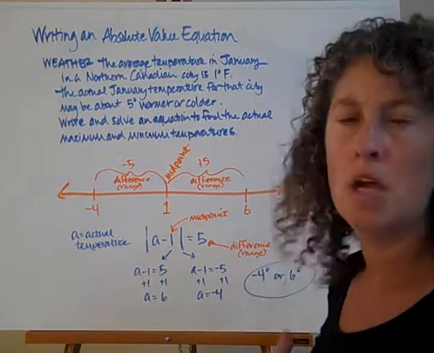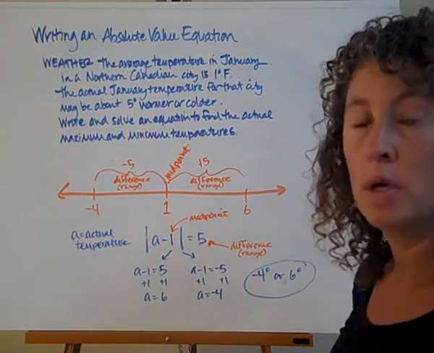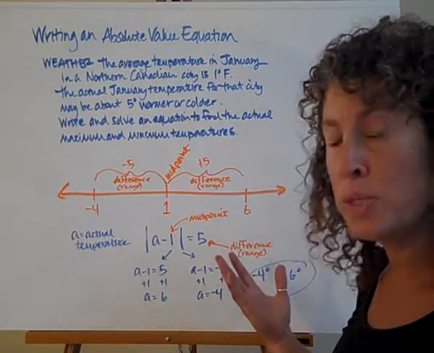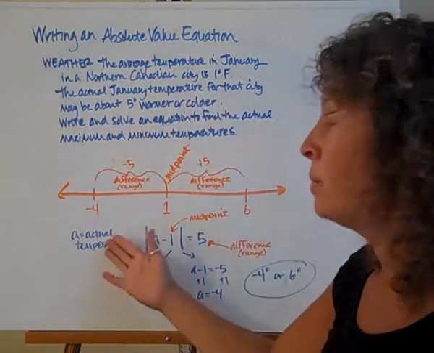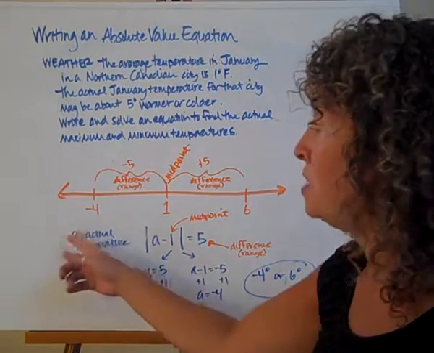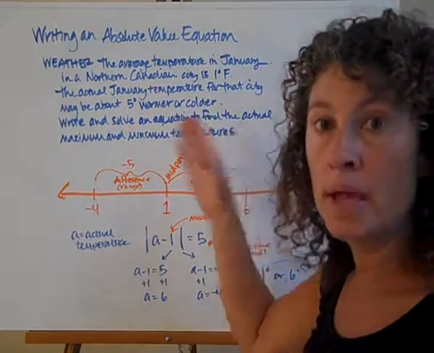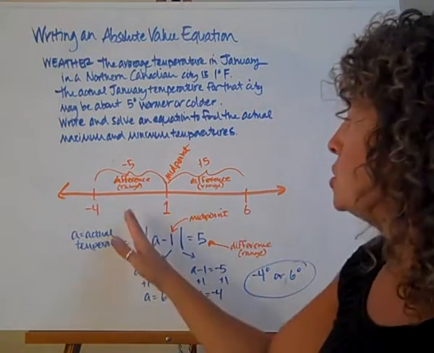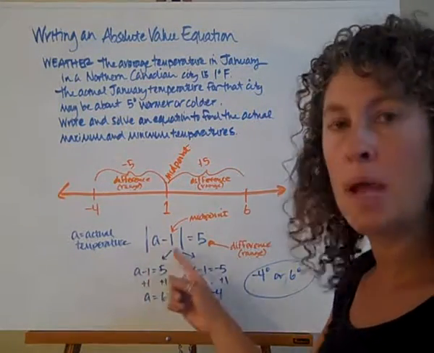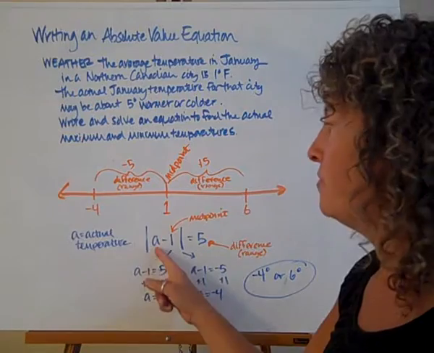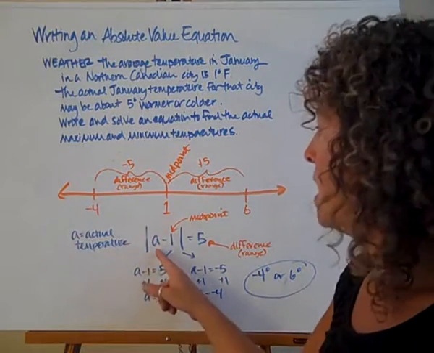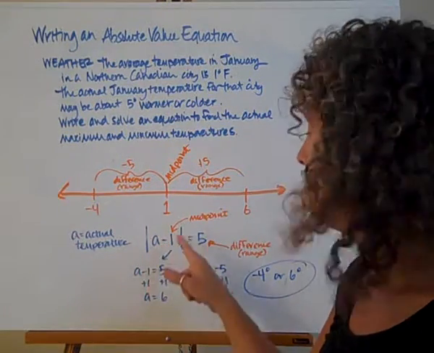So how can I use this to come up with an absolute value equation? Let's put those pieces into place. It's a word problem. I need to define my variable. So I'm going to use A for the actual temperature. They're asking for the actual minimum and maximum temperatures. So my equation, inside my absolute value symbols, I'm going to take my variable, which is my A in this case, and I'm going to subtract the midpoint.